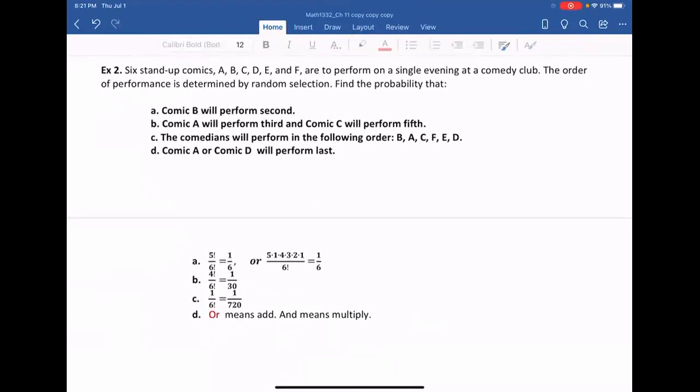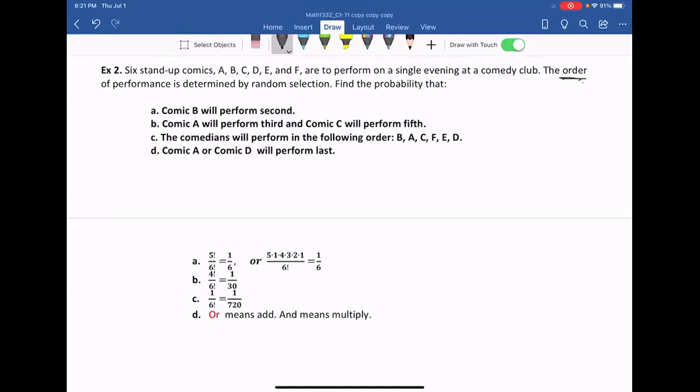Example 2. Six stand-up comics A, B, C, D, E, F are to perform on a single evening at the comedy club. The order of performance is determined by random selection. So this question mentions order, so we will relate it to permutation. The question is: find the probability that comic B will perform second.